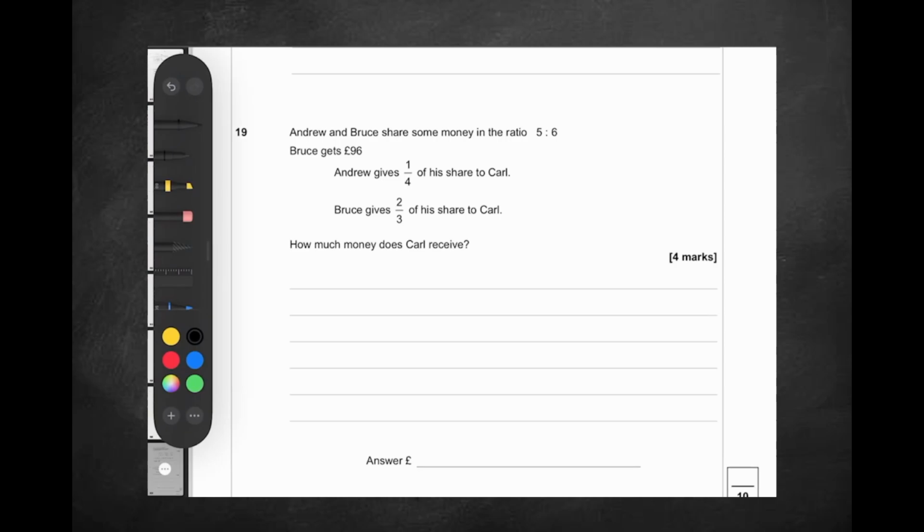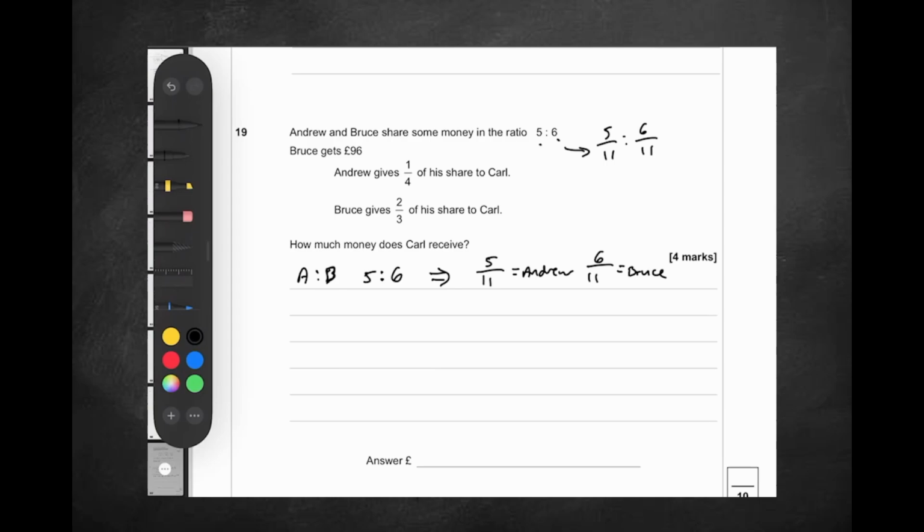So if Andrew and Bruce are in the ratio 5 to 6, so A to B is 5 to 6, we then know that 5 out of 11 is Andrew, and 6 out of 11 is Bruce. When you're doing a ratio, you can just add up the two numbers that the ratio is from, and you can put that on the denominator of a fraction, and then you can just say that it would be the equivalent of that comparison.